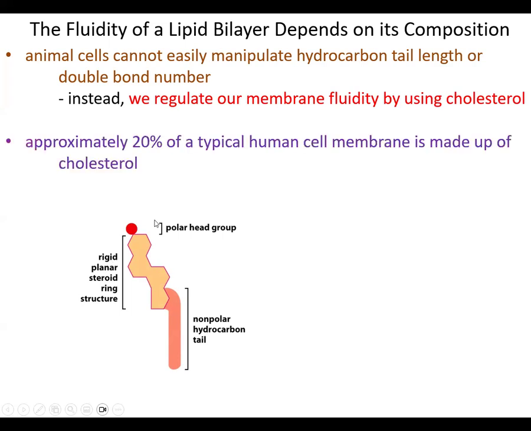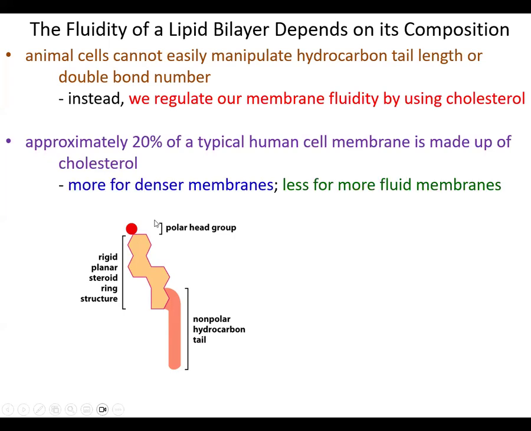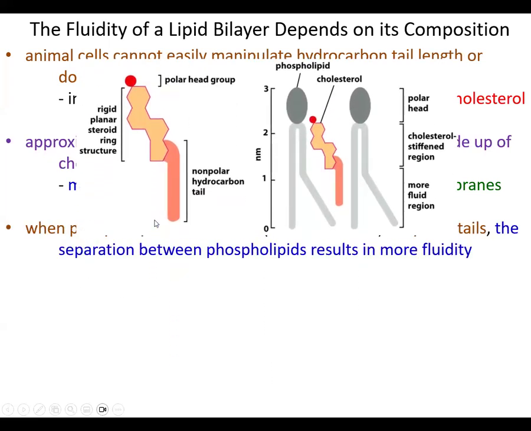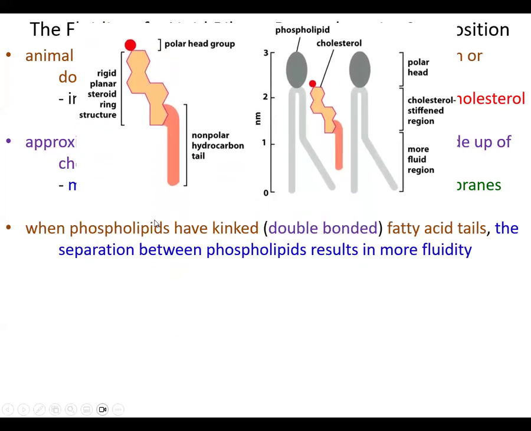And for a healthy, typical human cell, about 20% of that human cell is made up of cholesterol. So this idea that cholesterol is this horrible molecule that we need to avoid at all costs, nothing could be further from the truth. We require cholesterol to help us regulate our membrane fluidity. If we have cells that require a denser membrane, well, then we'll see that the cholesterol composition is significantly higher than 20%. And for cells that have more fluid membranes, then we'll have much less than 20% cholesterol. So the more cholesterol in a membrane, the denser that membrane is going to be, and the less fluid it'll be.